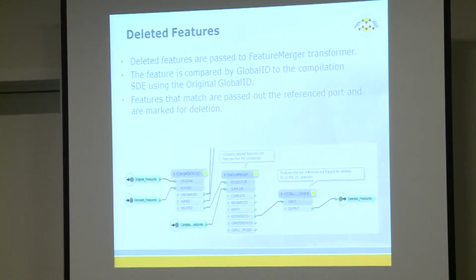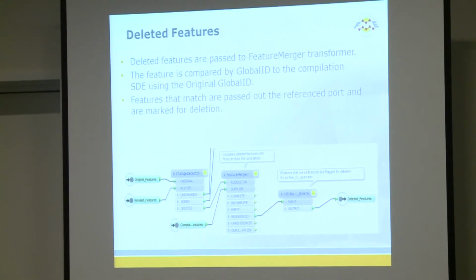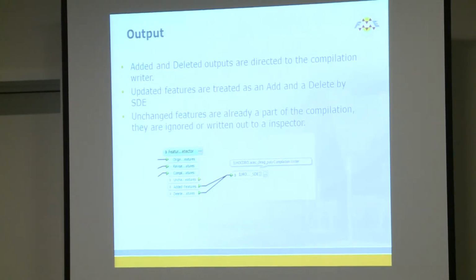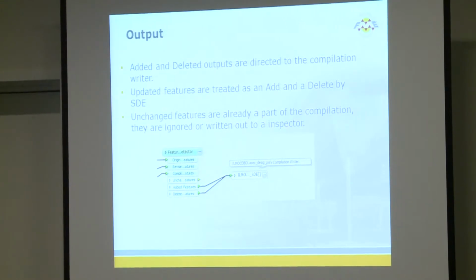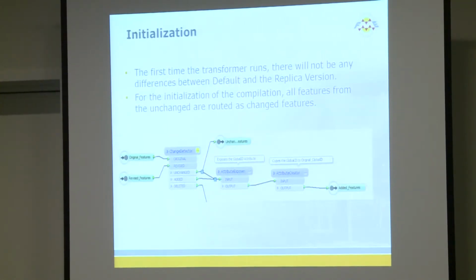So then, like we were saying, the deleted features, we use that global ID to connect up with the compilation and then flag it for deletion when it's sent to the writer, which really becomes kind of an unwriter and deletes the feature. And so in the output goes to the writer, and we take the added features, which is everything that's been edited, and the deleted features are anything that's been deleted or removed or updated. So that's the basics of it.